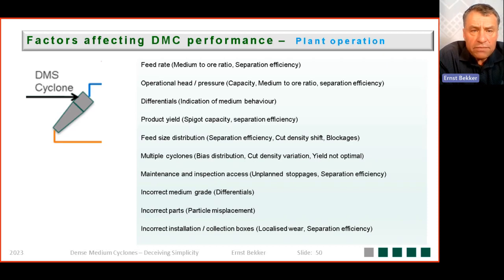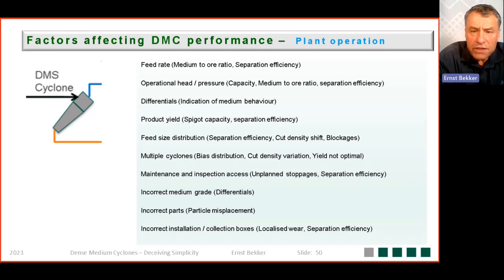On the dense medium cyclone, feed rate is important. That impacts on the medium to ore ratio and the separation efficiency. We talked about the residence time. The operational head of the unit is very important because it impacts on the capacity, the medium to ore ratio, and the separation efficiency. We've talked about the differentials; we just need access to obtain those densities. The product yield, if that changes significantly, can impact on the spigot capacity and then the separation efficiency.